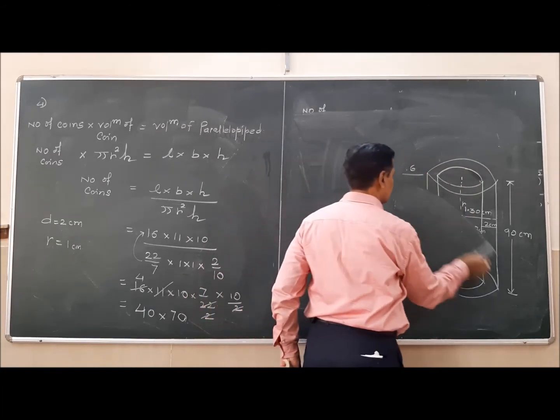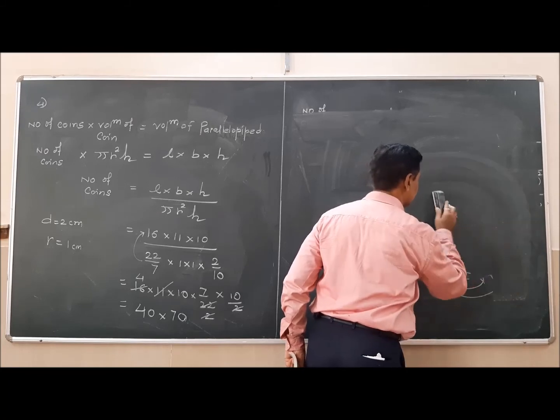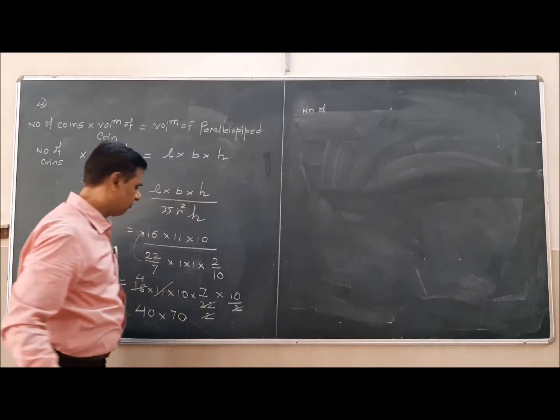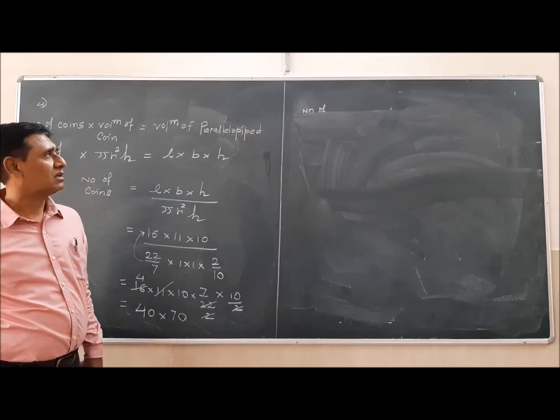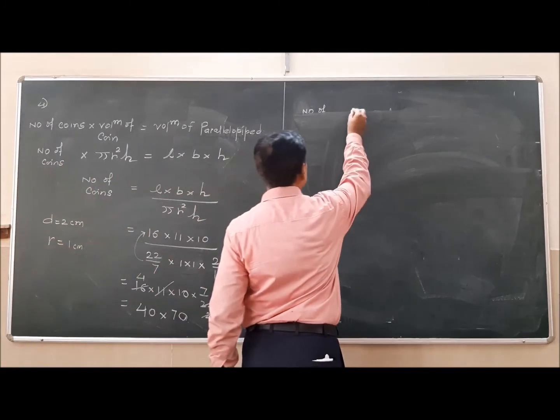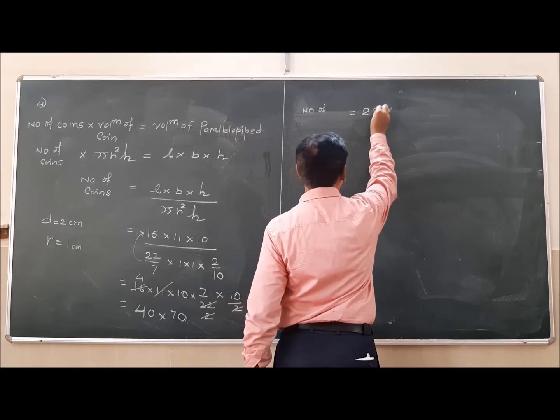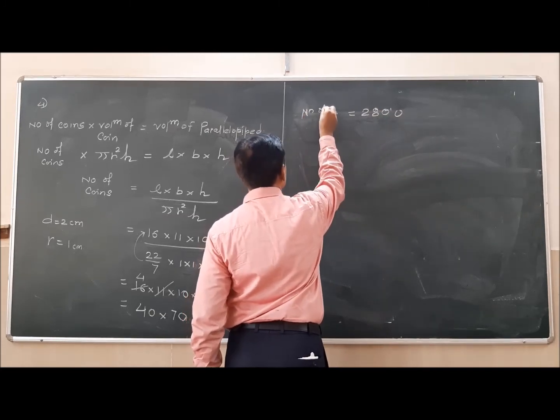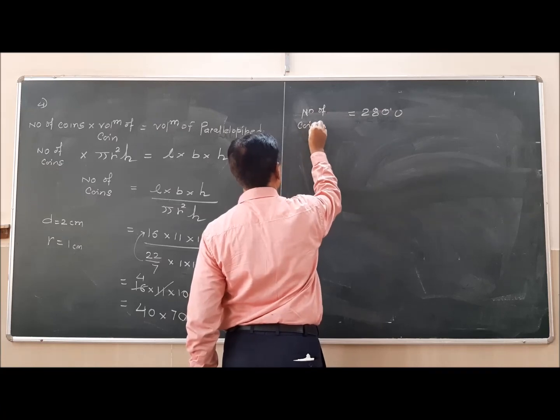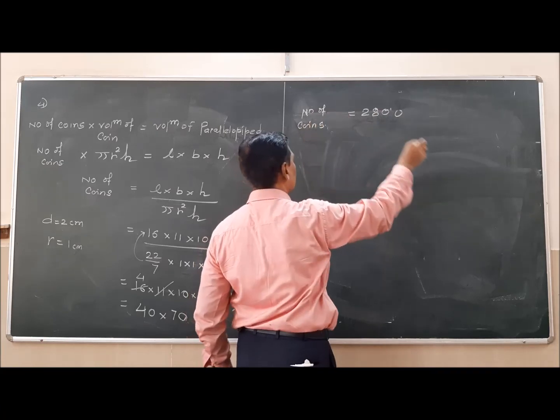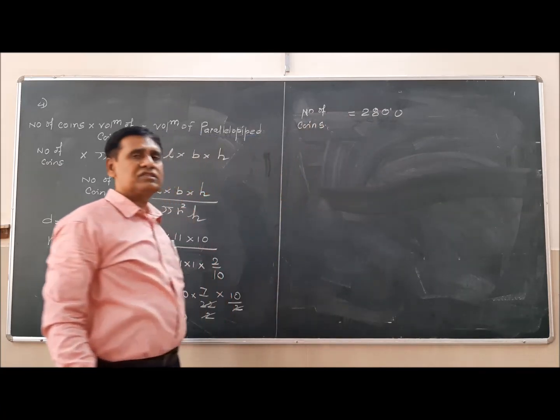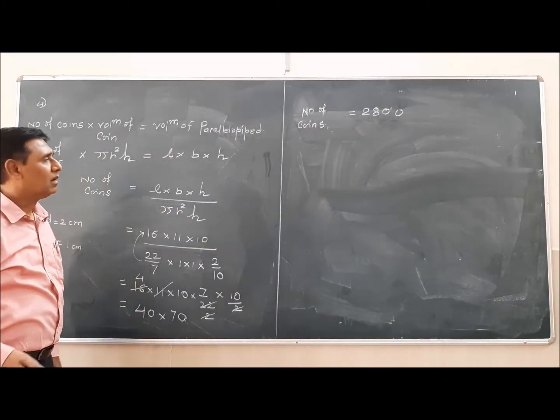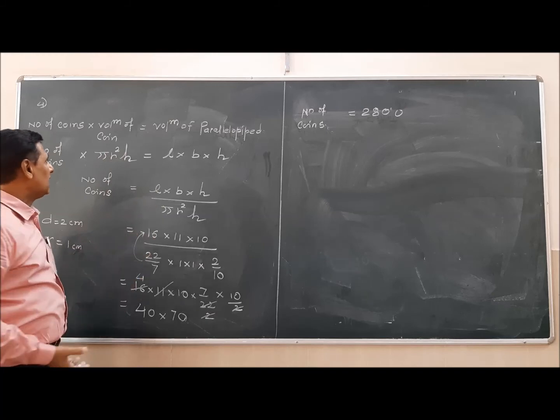So you will get the value of this: 70 into 40 will give us 2800. Therefore, the number of coins is 2800.